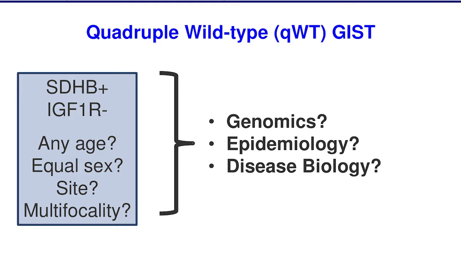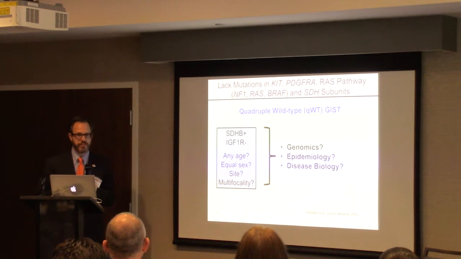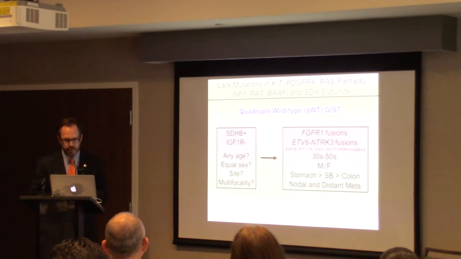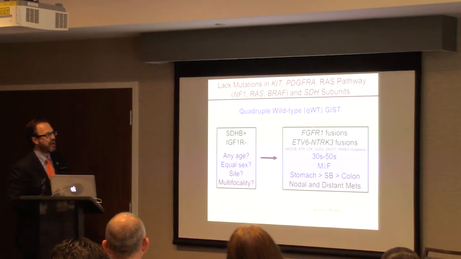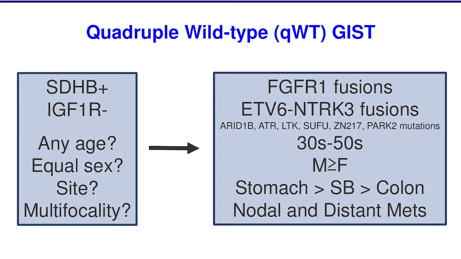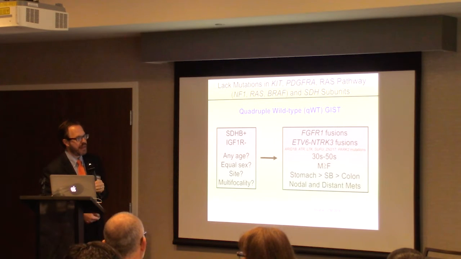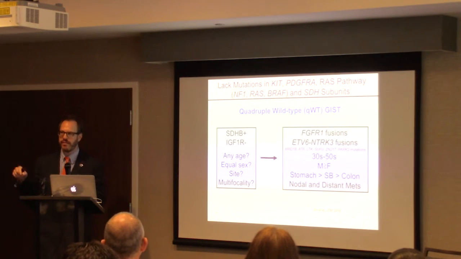And at the time, this is just in 2015, this is what we knew about quadruple wild-type GIST. So only in a short period of 4 years, we knew very little. This was a review published. And here we are, a year later, basically identifying FGFR1 fusions, the NTRK fusions, and a smattering of other genes that we identified that were a little bit more common. These tended to be patients in their 30s to 50s, more common in the stomach as opposed to small bowel and colon, sort of consistent with the notion that these quadruple wild types can occur anywhere, and they had both distant metastases as well as nodal metastases.